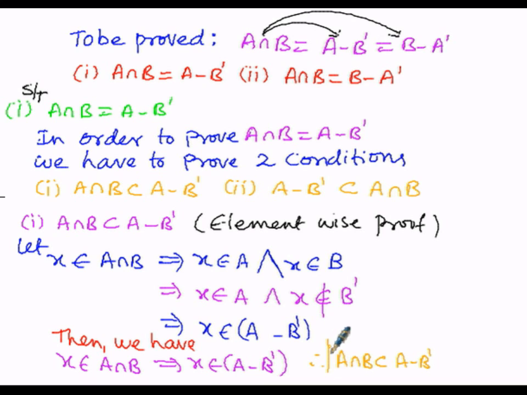So in this manner we have proved the first condition, that is A intersection B is the subset of A minus B dash. Let us consider this as equation number 1 or condition number 1. In a similar manner we have to prove the second case, that is the right hand side must be the subset of the left hand side. So A minus B dash must be the subset of A intersection B.